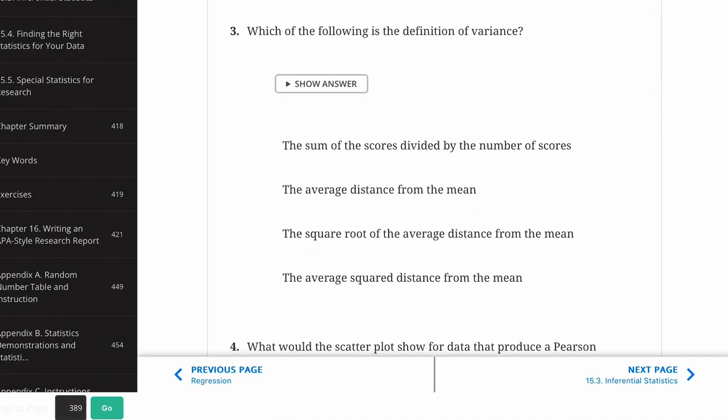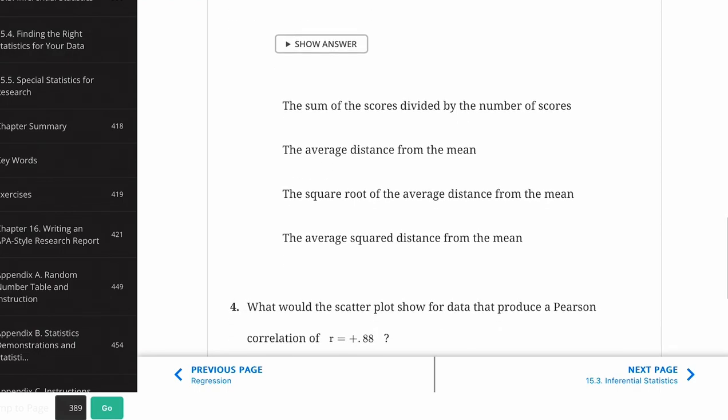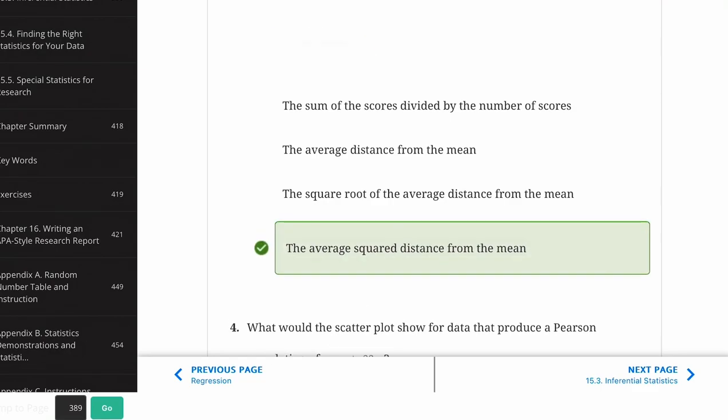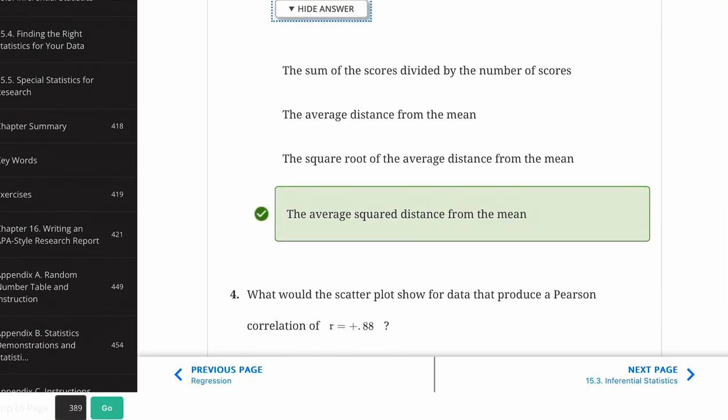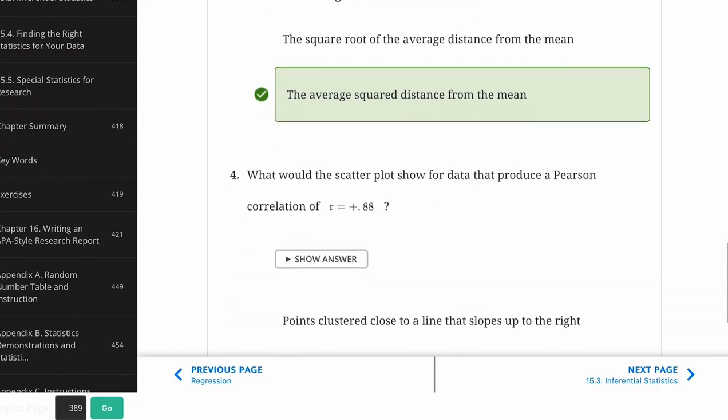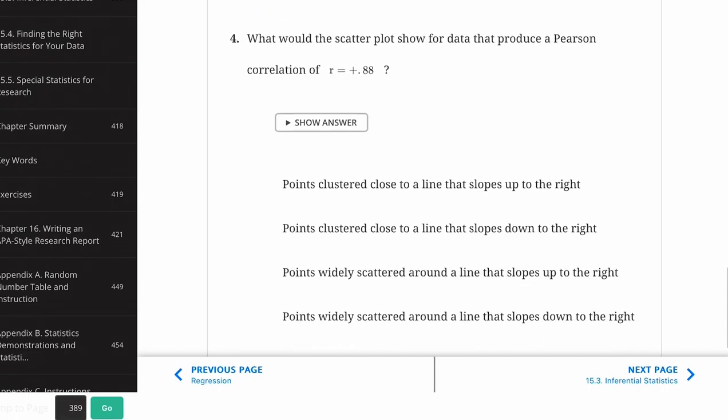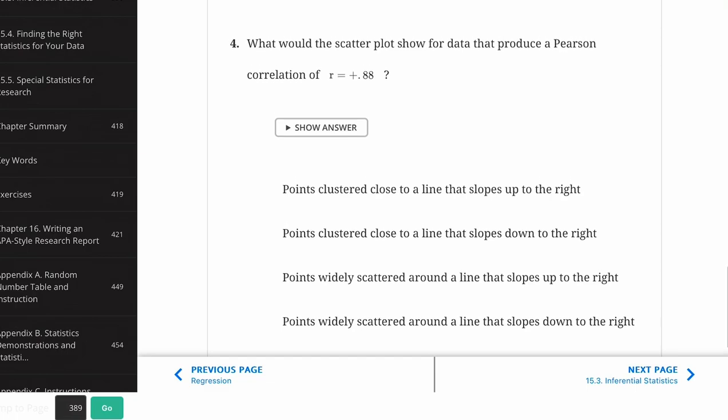Which of the following is the definition of variance? Remember, variance is standard deviation squared, and standard deviation is the average distance from the mean. So variance is the average squared distance from the mean. I know some of you probably think that sounds crazy, but the further you get into statistics, you will understand variance more, and it is very useful in calculations.